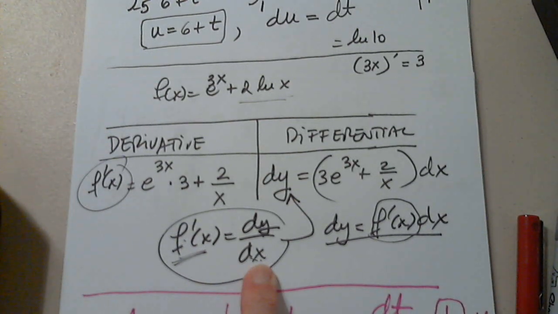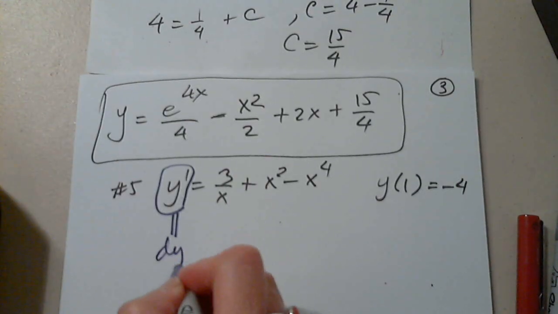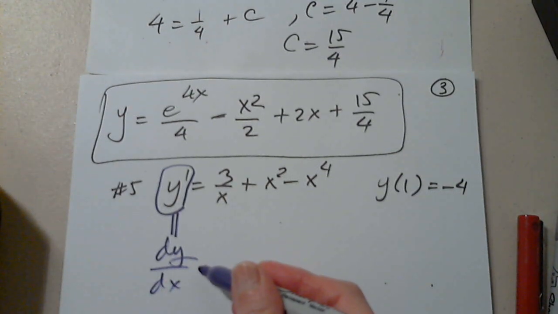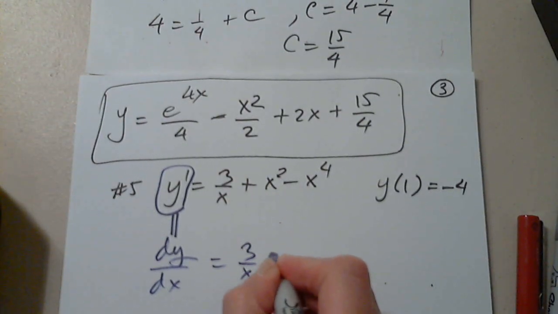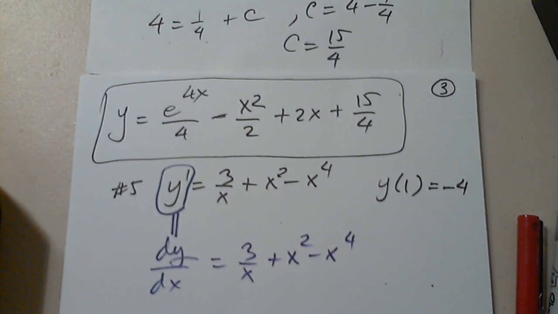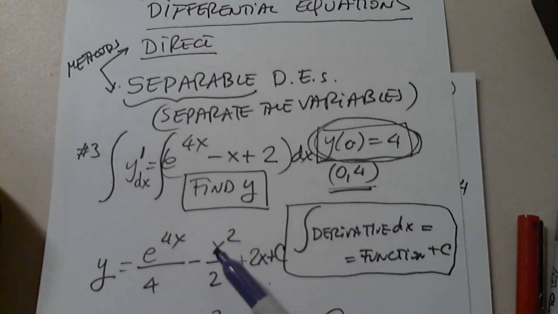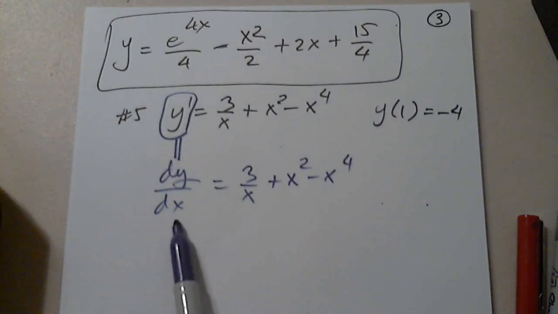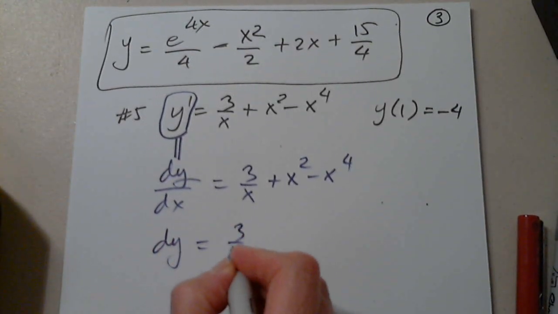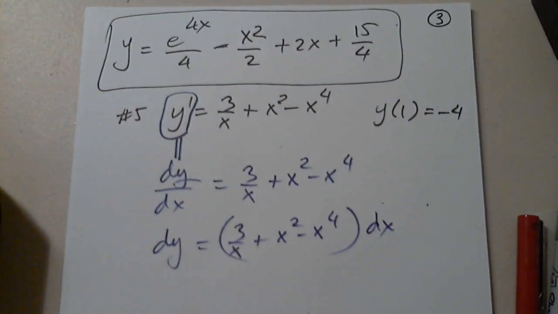Exactly. Thank you. Very good. So dy over dx, this is what we used for implicit differentiation. We did not use that, we used this. dy over dx equals 3 over x plus x squared minus x to the fourth. And how do I get to what we just did? By simply multiplying both sides by dx. Same thing. So dy equals 3 over x plus x squared minus x to the fourth times dx.